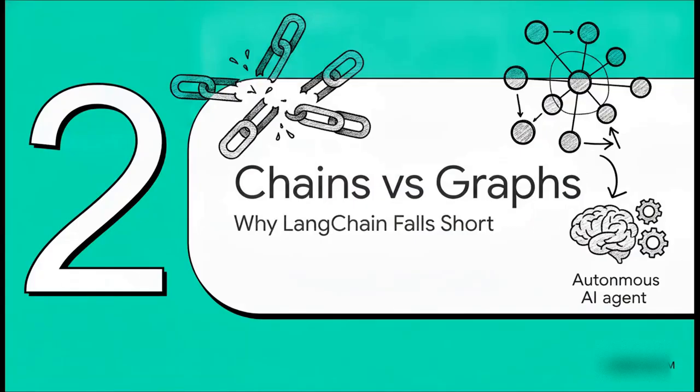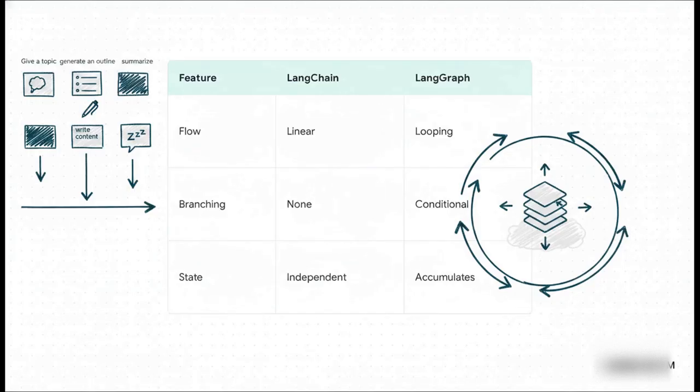Moving to Section 2. Chains versus graphs. Why Langchain isn't enough for agents. Now look, Langchain is fantastic, but it was built for exactly that. Chains. Fixed sequential sequences that happen in the exact same order every single time. Give a topic, generate an outline, write the content, summarize it. It's incredibly linear. But agents? Agents require something vastly different. They need a looping, highly dynamic flow.